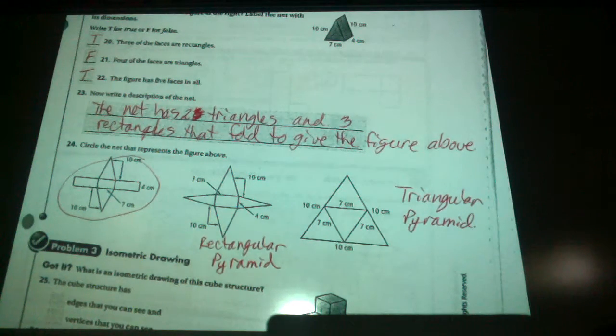Shapes of the faces. So faces are flat 2-dimensional figures, polygons. Edges are the sides that form those polygons. Vertices are the points where 2 edges meet.